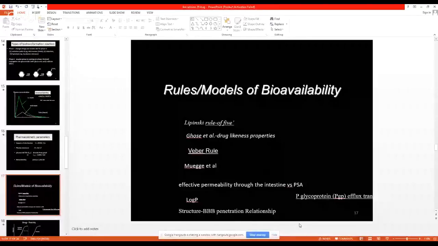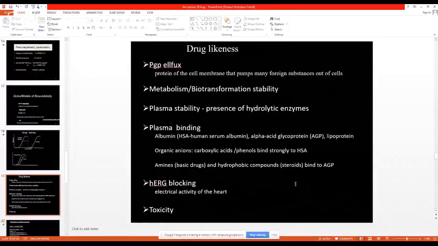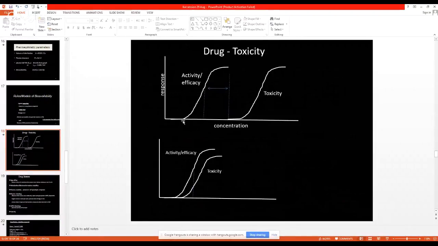And then of course toxicity, we should know the toxicity limits and how we play. So for example, activity or efficacy is a concentration response. If you are looking at how the tumor size changes as I increase concentration, this is called efficacy. Maybe at this concentration it is toxic.